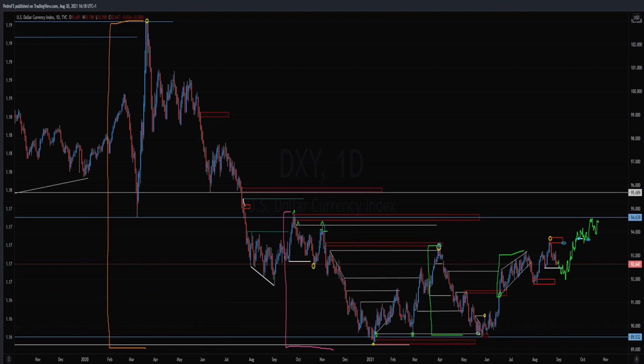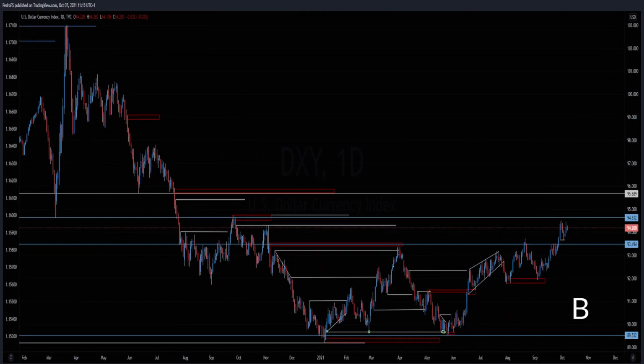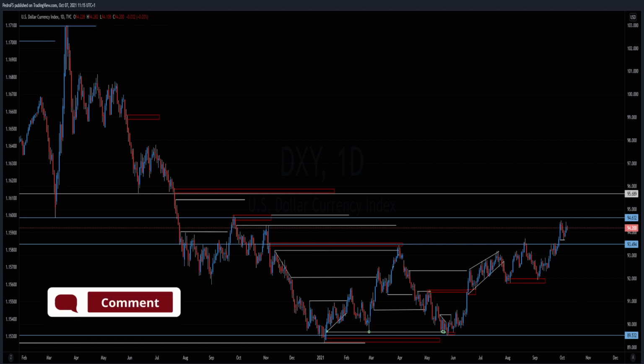Before I start, let me just ask you, how do you usually look at the chart? Do you look at the charts like this, option A, just looking at the most recent price? Or do you also look at the charts like this, option B, where you can see the bigger picture of where price is? Let me know your answer with an A or B in the comments below.